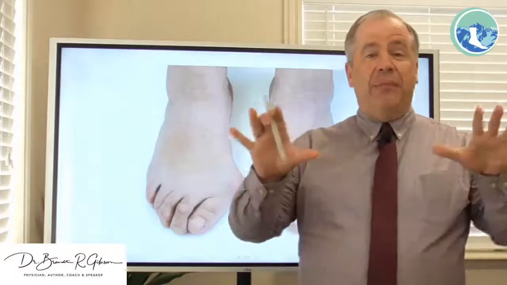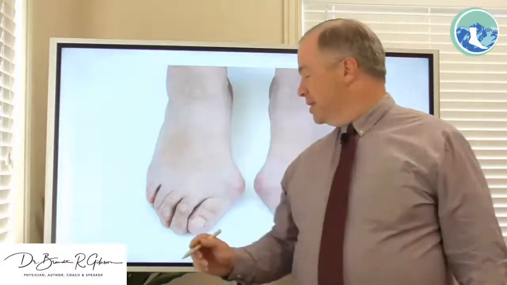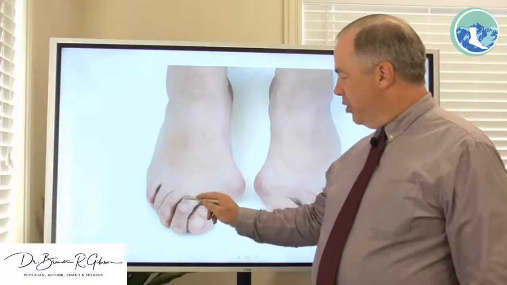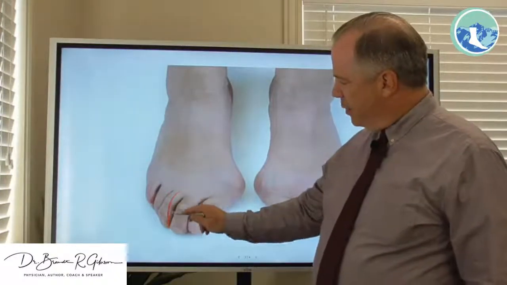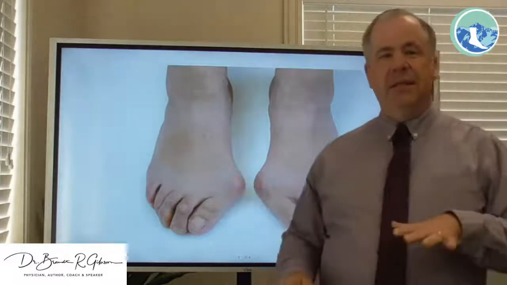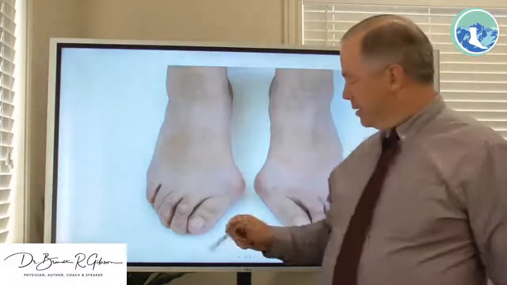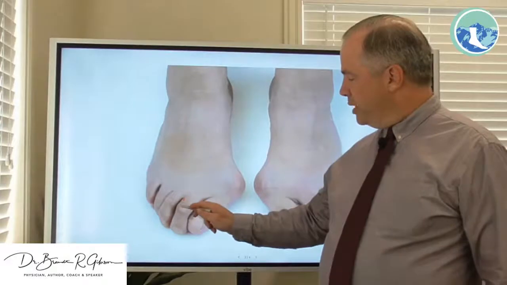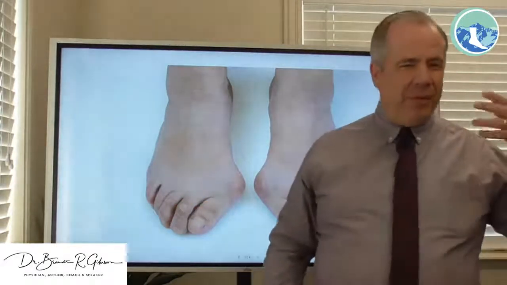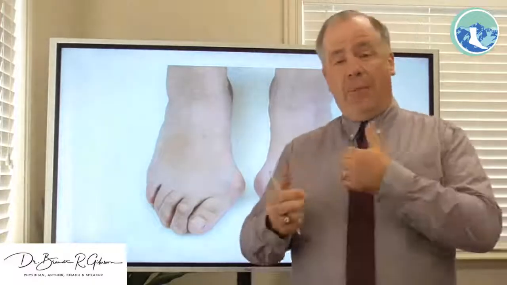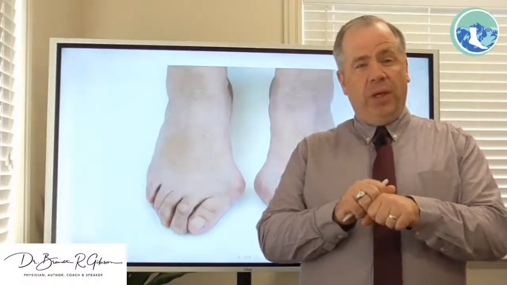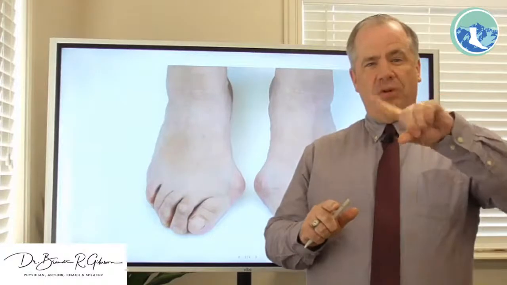Now, the things that a bunion is not. I've had people come in and say, okay, I've got a bump on the top of my toe. That's not a bunion. I've had people, when they've got hammer toes where they're curling like that, think that's a bunion. They also sometimes will get corns or calluses in between the toes. That's also not a bunion. I've had people come in and say, I've got a bunion, and it's actually a corn or callus.